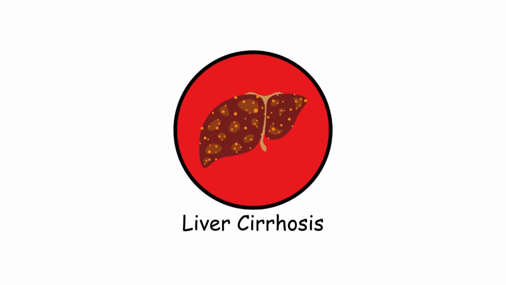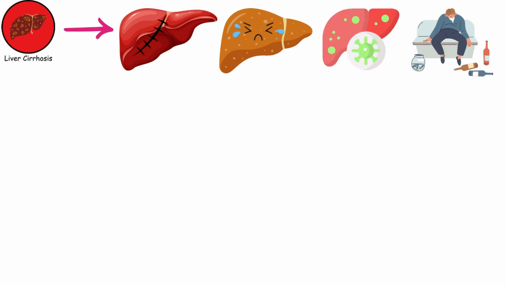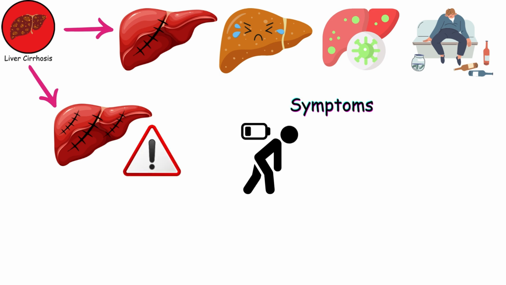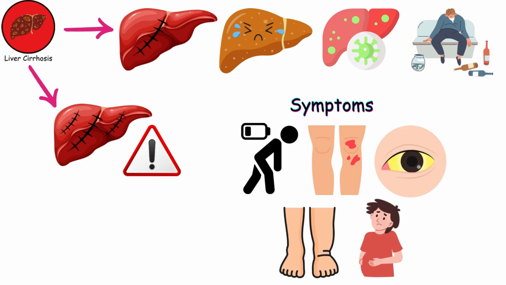Liver cirrhosis. Liver cirrhosis is a late stage of scarring of the liver caused by many forms of liver diseases and conditions such as hepatitis and chronic alcoholism. As cirrhosis progresses, more scar tissue forms, making it difficult for the liver to function. Symptoms include fatigue, easy bruising, jaundice, and swelling in the legs and abdomen.